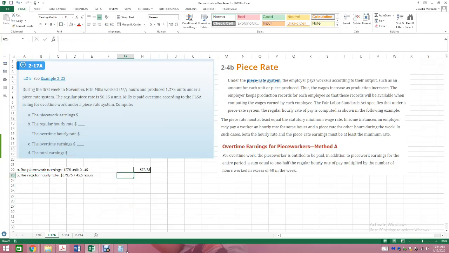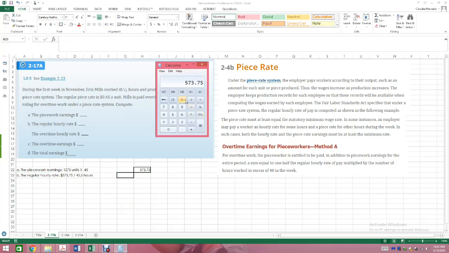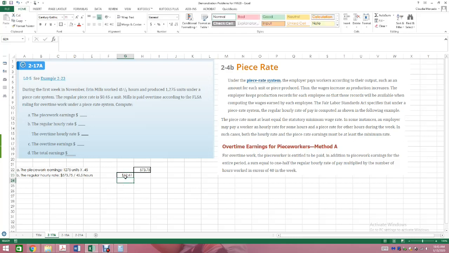573.75 divided by 45.5 hours is going to give me 12.60989010 and so on. We need to round. The instructions on the rounding: we look at the third decimal, which is a 9. If the third decimal is 5 or greater, you round up. If it's 1 through 4, we keep it as is. In this case it's 12.609. Because this is a 9, I'm going to round up to 12.61. So the hourly rate is 12.61.